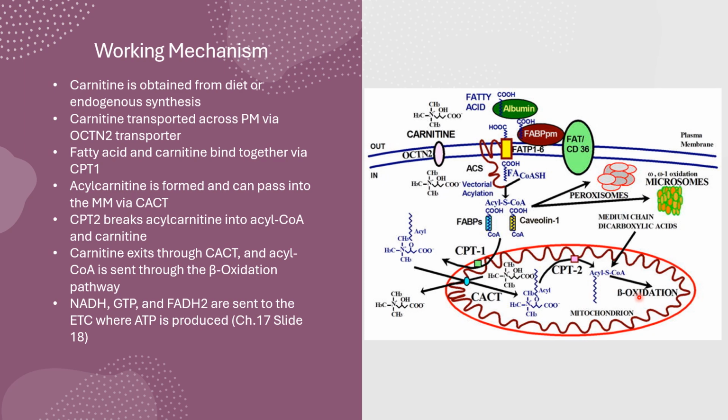And so again, once this hits beta oxidation, that acetyl-CoA is turned into NADH, GTP, and FADH2, which are sent to the electron transport chain, and ATP is produced from this.